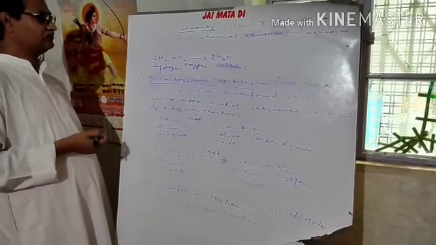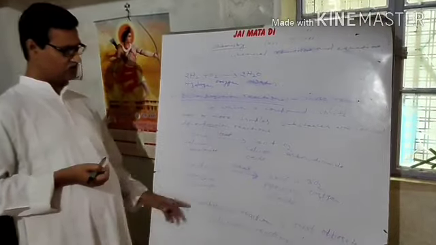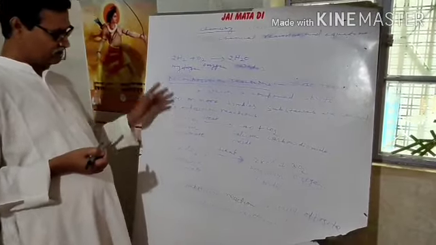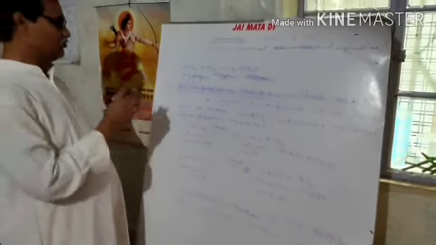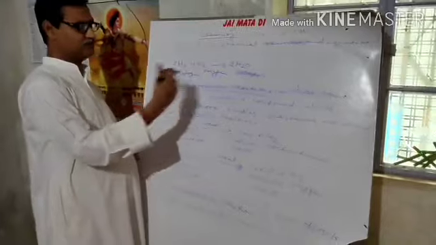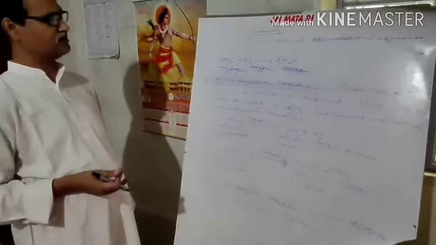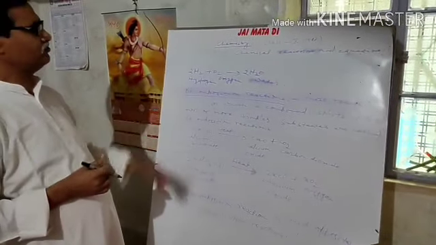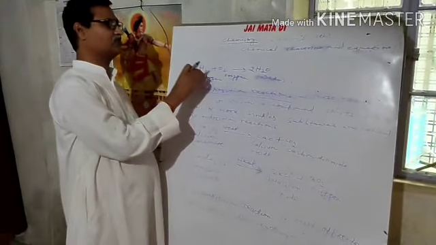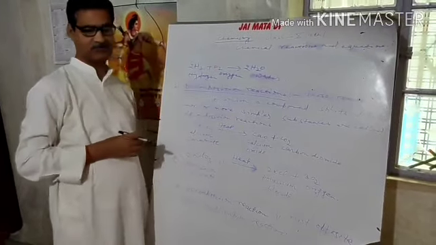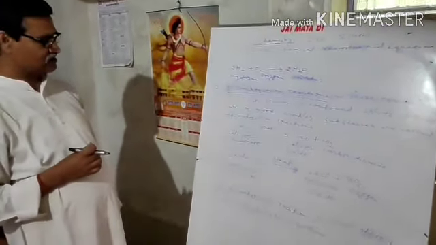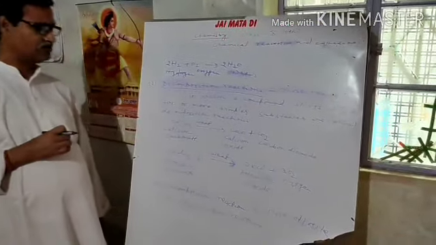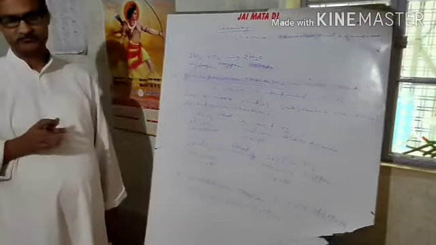From the discussion, we conclude that a decomposition reaction is just the opposite of a combination reaction, because in a decomposition reaction one single substance splits into two or more simpler substances, but in a combination reaction two or more elements or compounds combine to form a single substance.